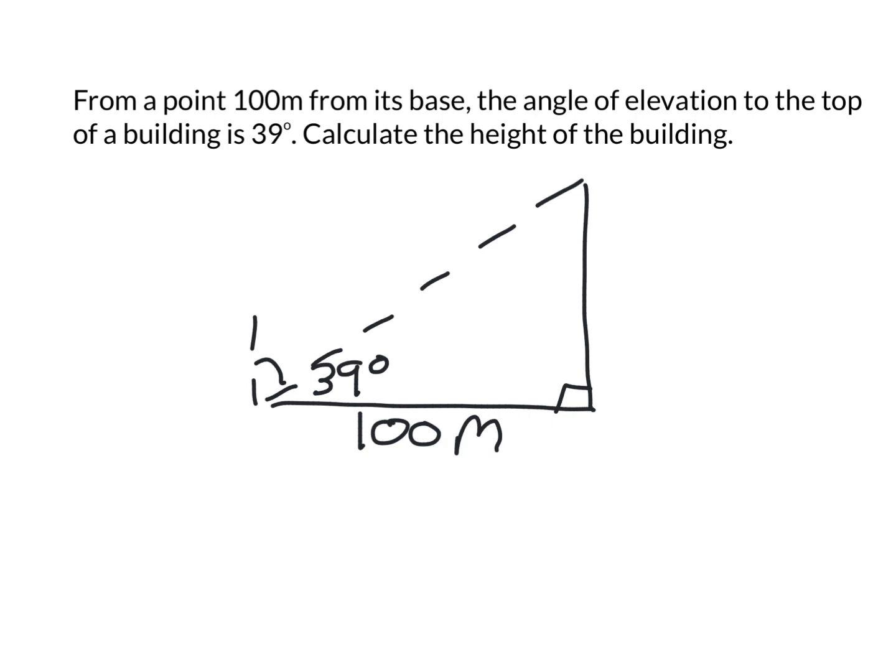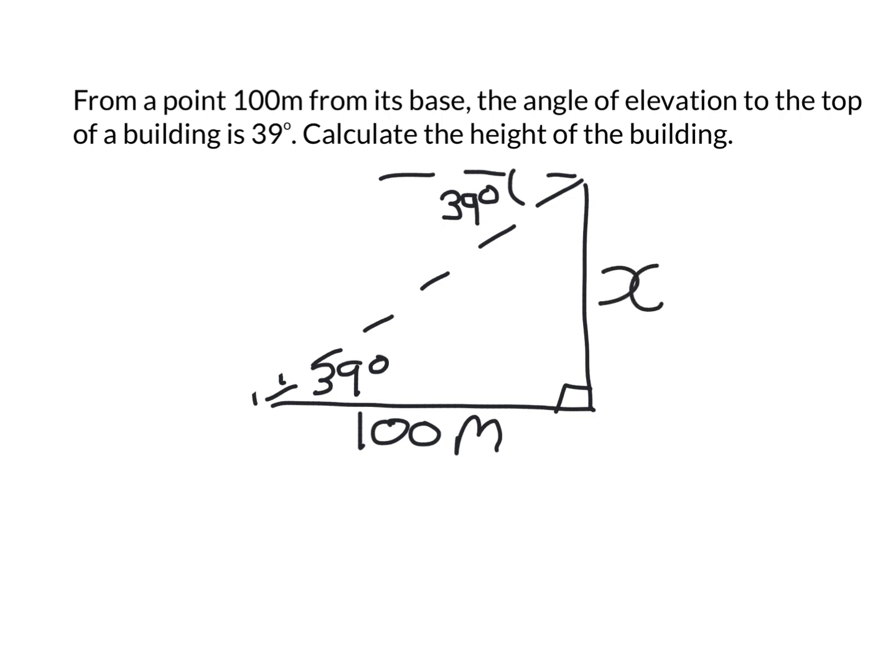That is not the angle of elevation. Just note that the angle of depression from the top of the building would be this angle up here, made with the horizontal. The angle of elevation and angle of depression are always equal because they're alternate. So just make sure you know angle of elevation and angle of depression are always the angles made with a horizontal line. So the question asks us to calculate the height of the building.